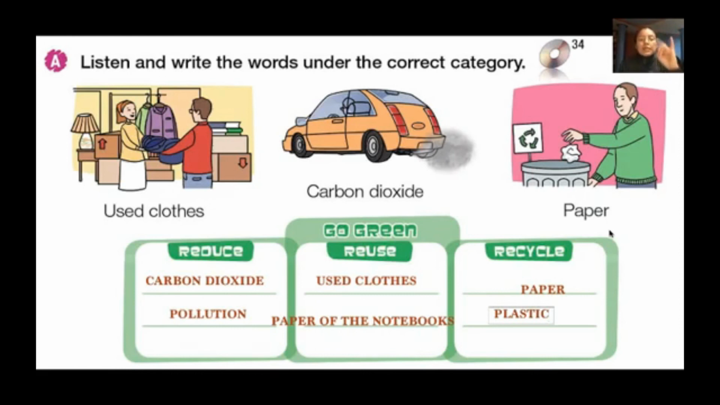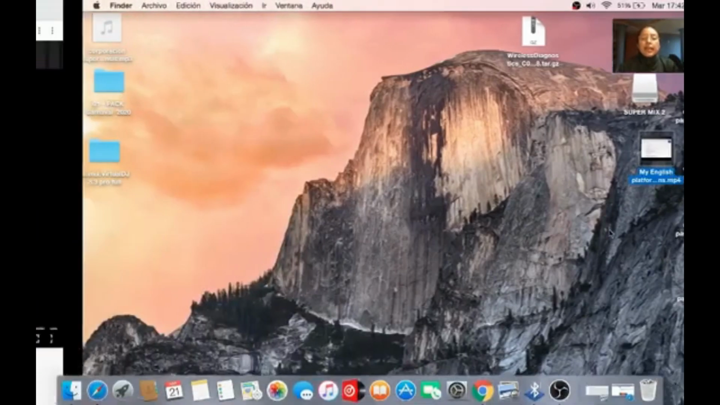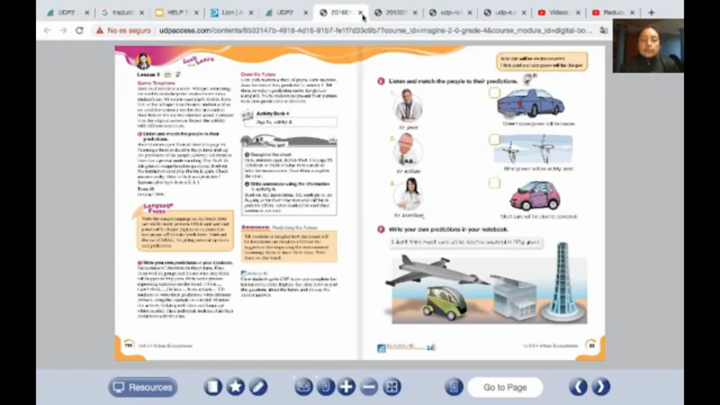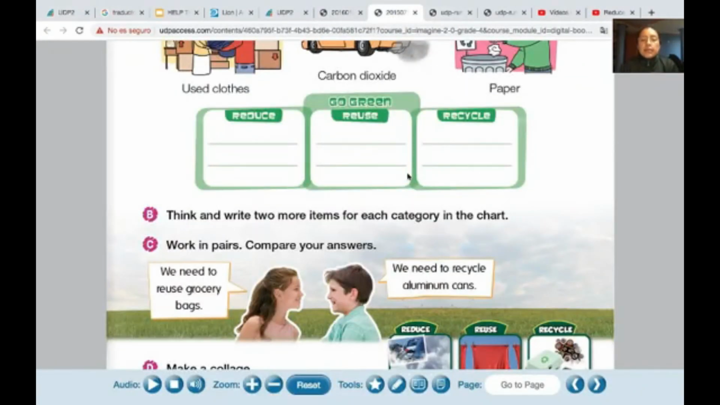Reduce. The second, reuse. And the third, recycle. Very good, excellent, my dear student. Don't forget that, it's so important. At home, obviously. And now, in this part, activity C, work in pairs, compare your answer.